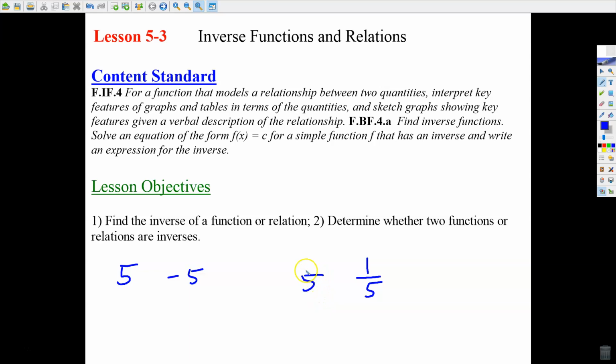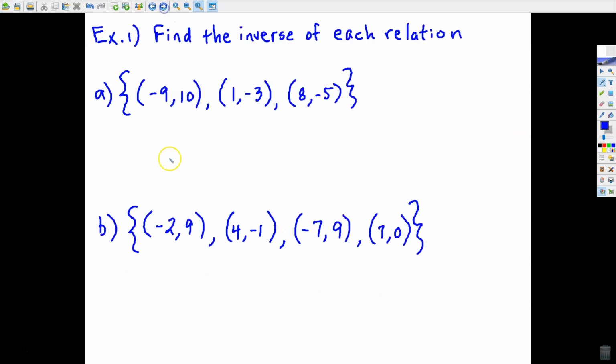So what I like to do is think of this in terms of flipping the number over. You know, this was 5 over 1, and we flipped it over. The reason why I'm using the word flip is because we're going to do a lot of that when we come up with inverse functions and relations, okay? So let me show you what I mean. We'll start really easy.